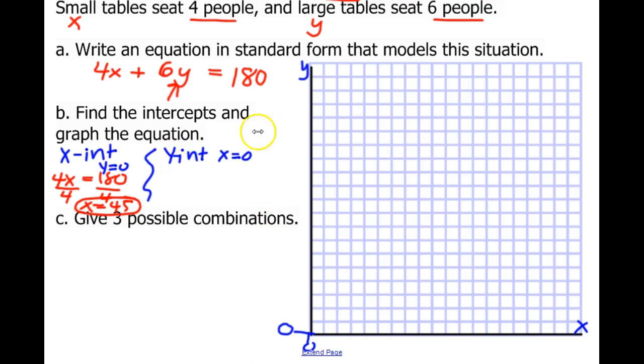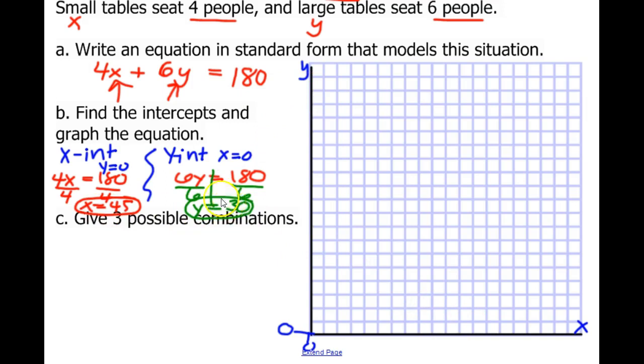And then my y-intercept is when x is 0. So now plugging in when x is 0, anything times 0 is 0. So we have 6y equals 180. And then divide by 6. Well, 18 divided by 6 is 3, so 180 divided by 6 is 30. So x is 45 and y is 30.